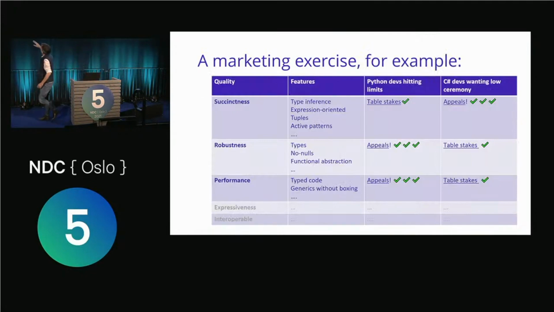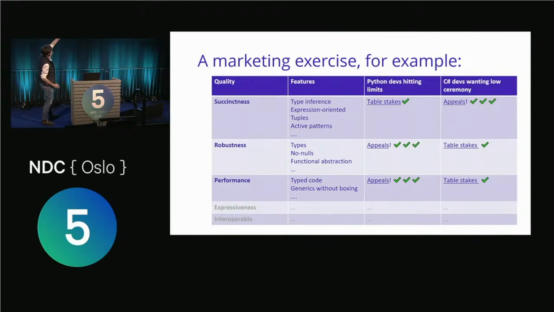It wasn't this one. And so we might, for instance, say, okay, here are these qualities: succinctness, robustness, performance, expressiveness, interoperable. And we started a group. We listed like 20, 30 of them. And we bucketed them and so on. And yes, sometimes we found ourselves listing qualities, and then there are different features under those. So what supports succinctness in F#? Well, you have amazing type inference. It's expression-oriented. You have tuples. You have active patterns. There are features that support a quality and experience. And robustness, okay, no nulls, functional abstraction, types, and so on. It lets you write robust code, reusable code, typed code, generics without boxing, and so on, with performance.